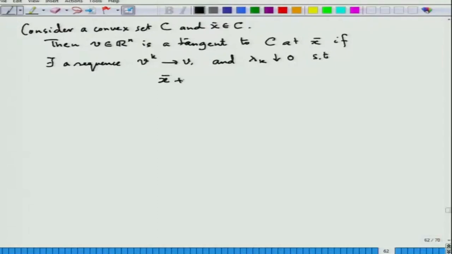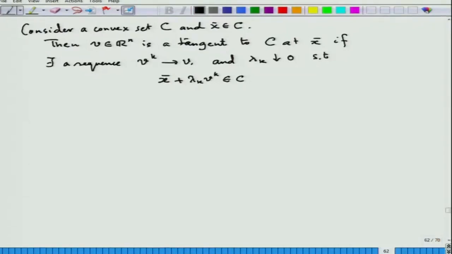x bar plus lambda_k v^k. So, any vector v which satisfies this property would be called a tangent to the set C at x bar. Now, observe that when I am having a real sequence, my indexing is on the bottom, and when I am talking about a vector sequence, my indexing is on the top.